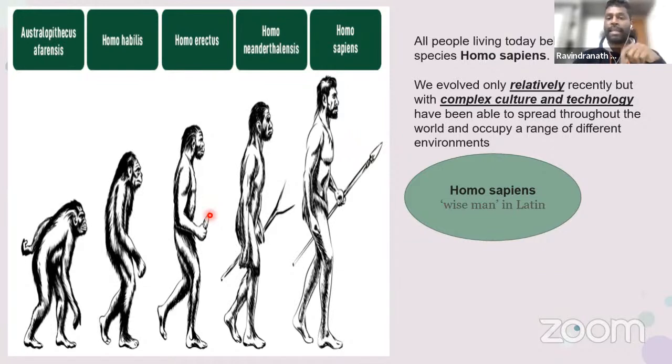And right now we call ourselves Homo sapiens. What does Homo sapiens mean in Latin? It is a wise man. Now we have reached a stage where we call ourselves a wise man. But are you a wise man? Are you taking the right decisions?